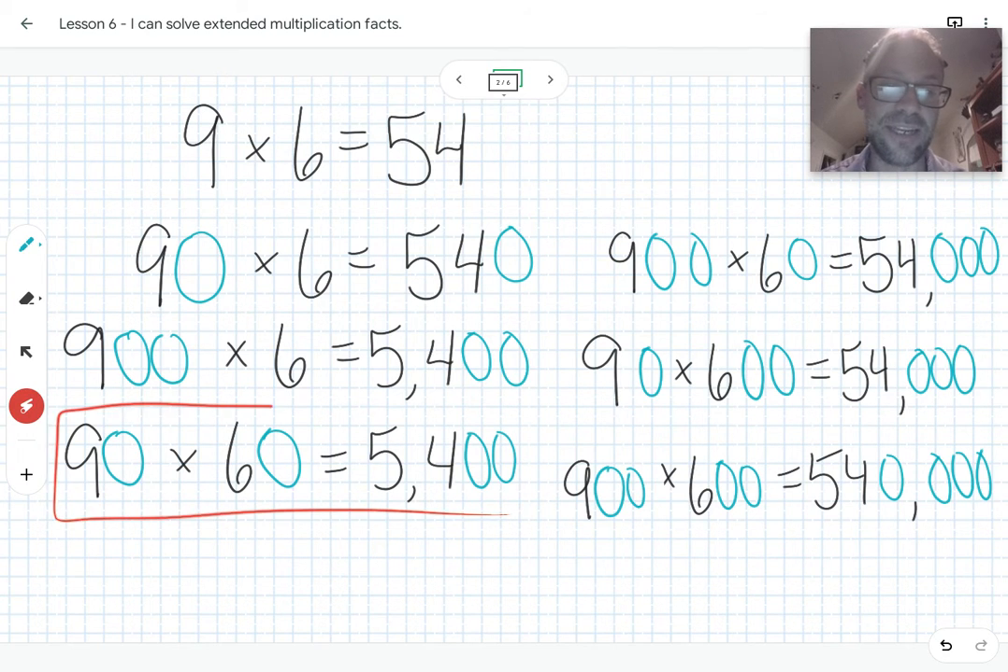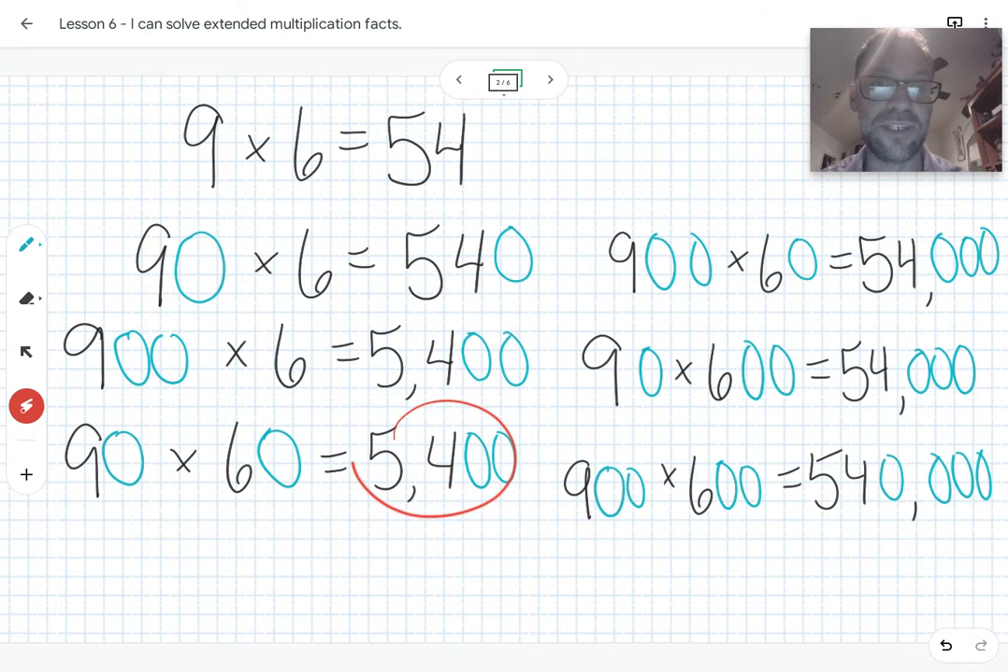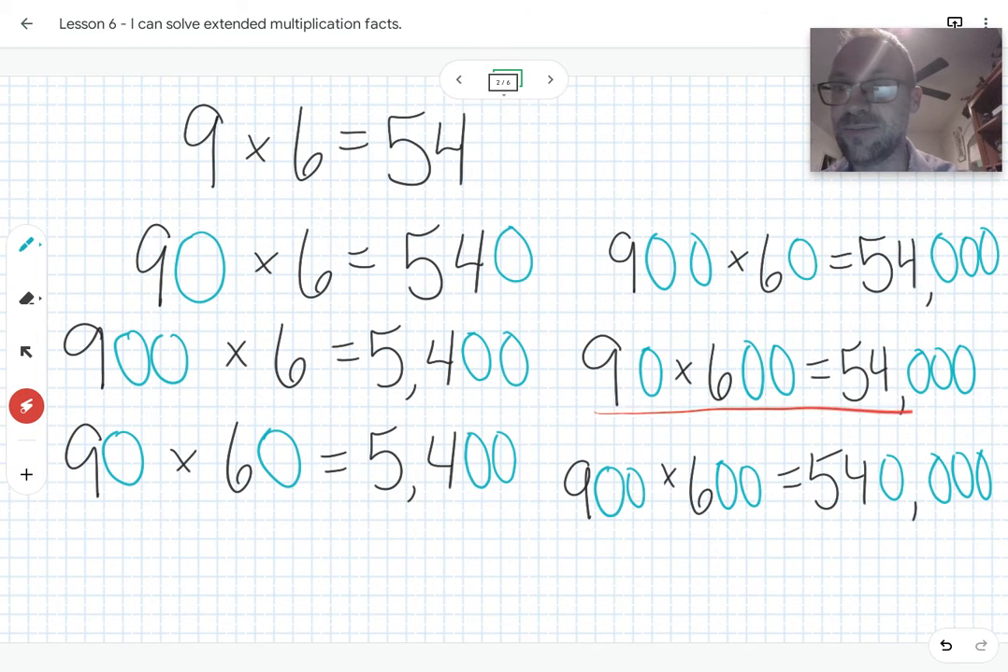Let's look at the next example. 90 times 60 is 5,400. We count 1, 2 zeros in the factors, 1, 2 zeros in the product. Do you see how the total number of zeros in the factors combined is also the number of zeros in the product to an extended multiplication problem? See, over here, look, we have 900 times 60. That's 1, 2, 3 zeros. And we have 1, 2, 3 zeros in the product. The next problem, 90 times 600. 1, 2, 3 zeros in the factors. 1, 2, 3 zeros in the product.